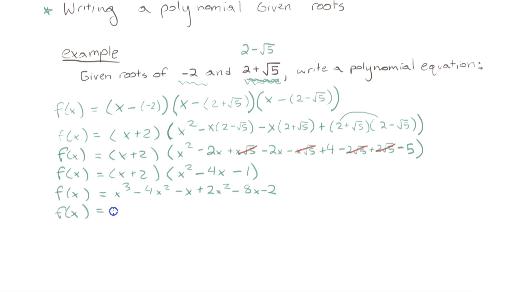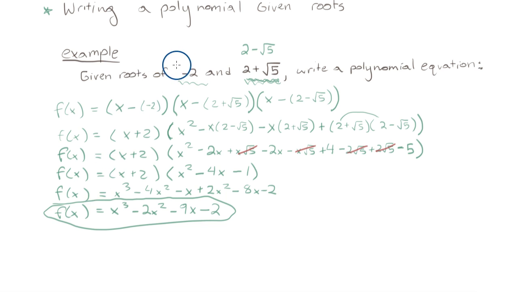If we combine like terms, so we have x to the third, looks like we have negative 4x squared and 2x squared, so that should be negative 2x squared. Negative x minus 8x should be negative 9x minus 2. We finally have a polynomial equation in standard form that would have the roots of negative 2 and 2 plus the square root of 5, which would be our answer.